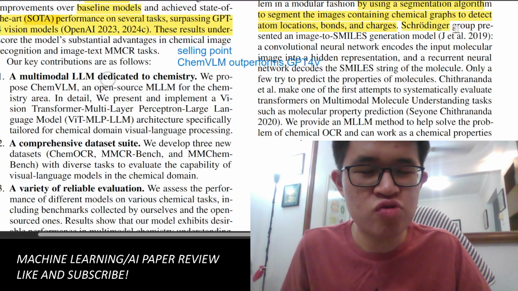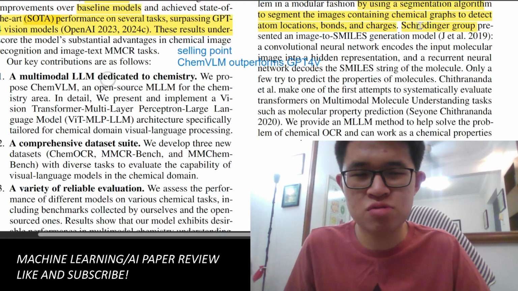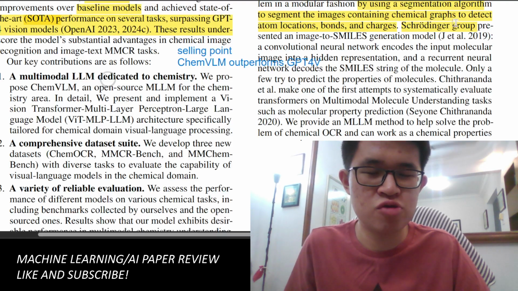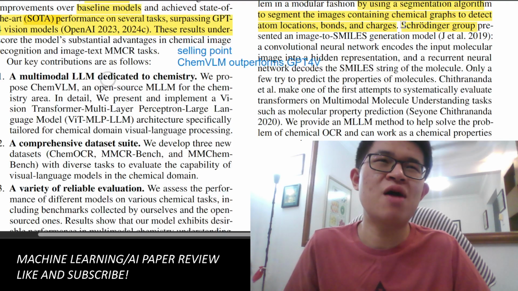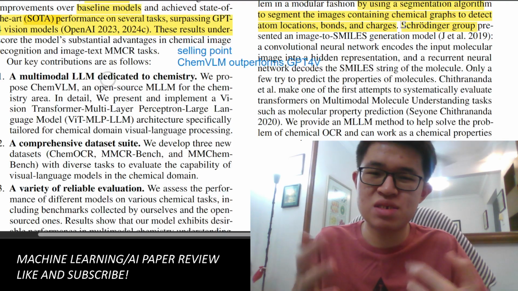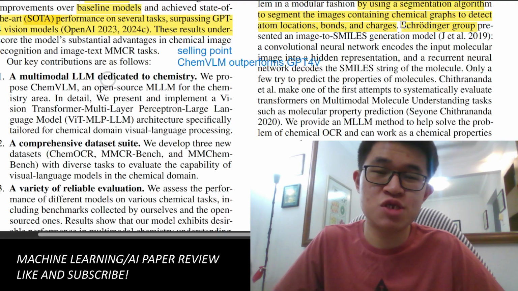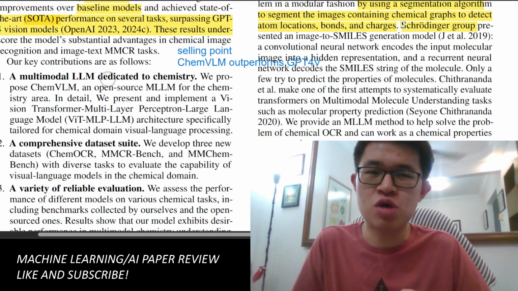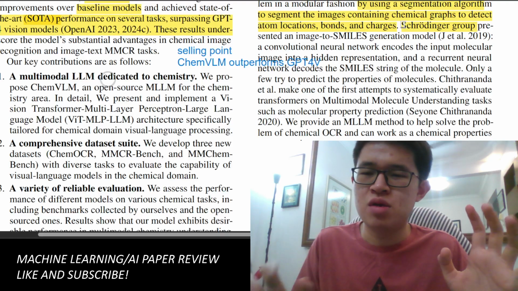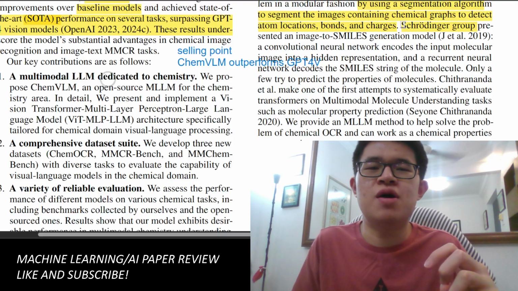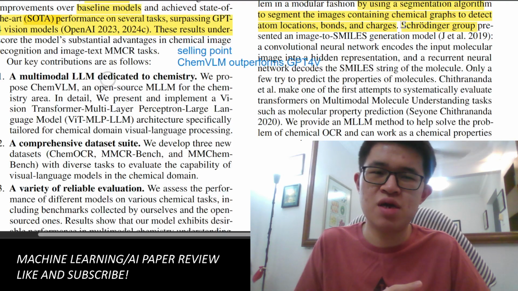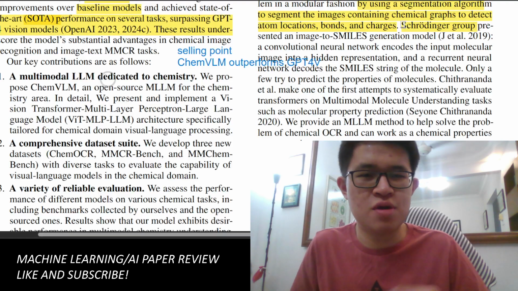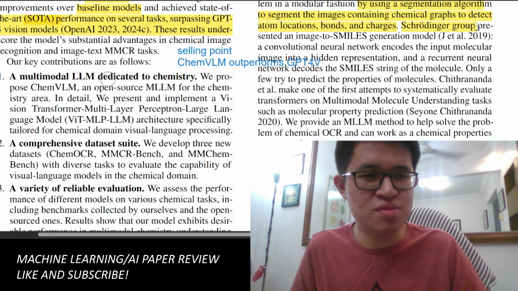And okay, we have the Schrodinger group. For those of you who do not know what the Schrodinger group is, it is basically a quantum chemistry company that specializes in making quantum chemistry software that can do a lot of things, right? So yeah, and again, there's software, just like ChemDraw, that is proprietary and expensive. So yeah, that's what I know about them.